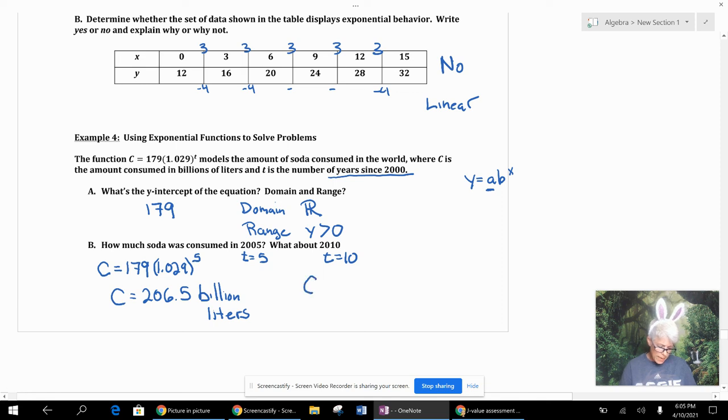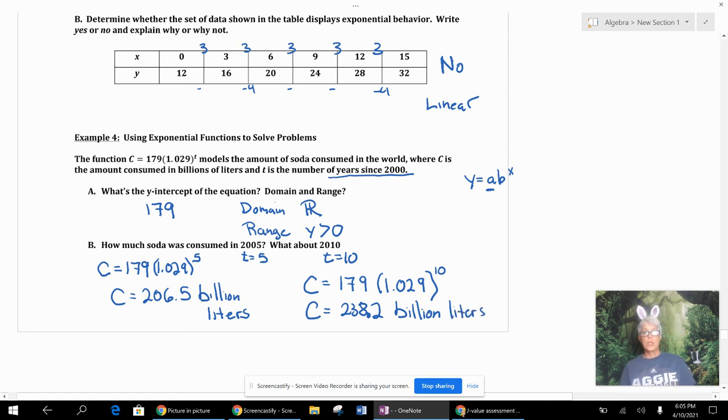All right, and then we're going to do it again at 10 years. 179 times 1.029 to the power of 10. Put that in your calculator and you get 238.2 billion liters.